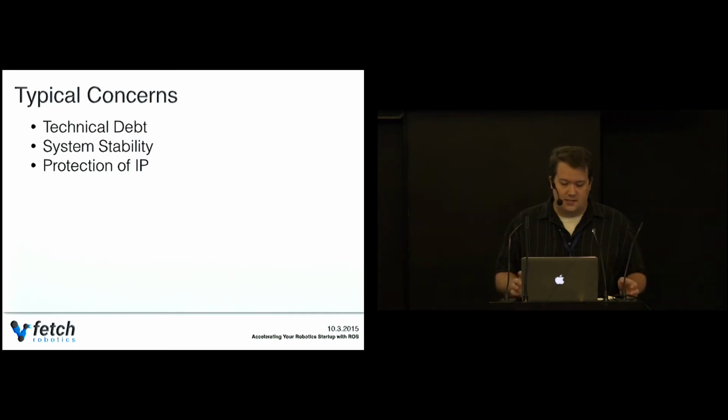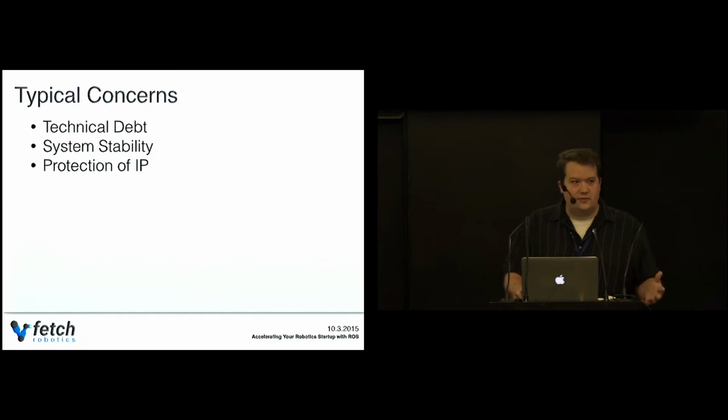but the three that typically come up are the technical debt that comes in from using this open source project, the system stability, because now you're dependent on something that's external, and of course IP. The fourth one, which I'm not actually going to cover at all, is security, and somebody did call me out on that at the RoboBusiness talk, so we'll put that right up front.